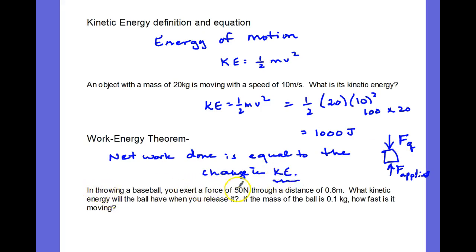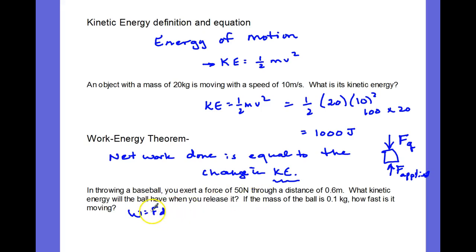In throwing a baseball, you exert a force of 50 newtons through a distance of 0.6 meters. What kinetic energy will the ball have after you release it? Well, here's our kinetic energy formula, but we don't know that stuff. All we know is a force and a distance. Well, the work is force times distance.